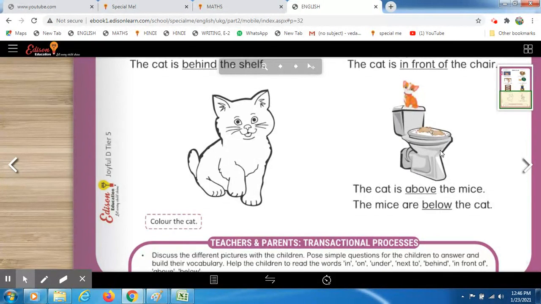Below. Below means नीचे. The mice are, see, there are not one mice. There are many mice. So the mice are below the cat. Mice जो है वो cat से below है. Below means नीचे. Okay. So now you come to understand what is the meaning of particular words.